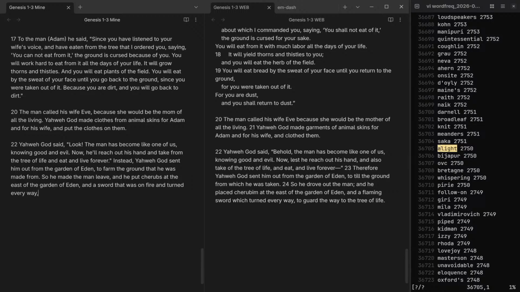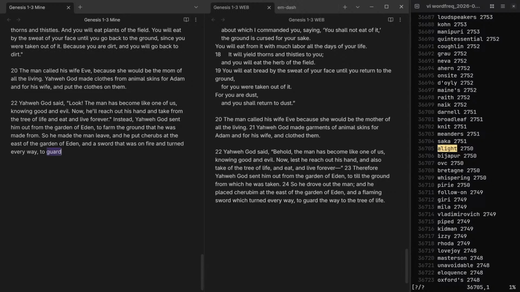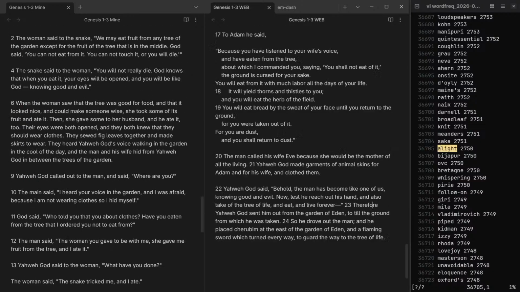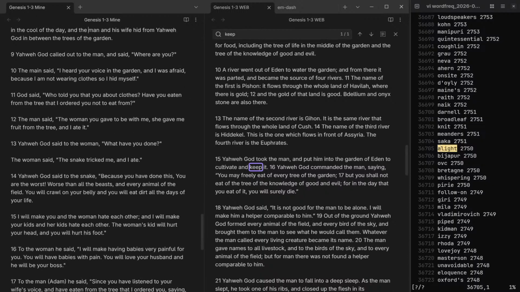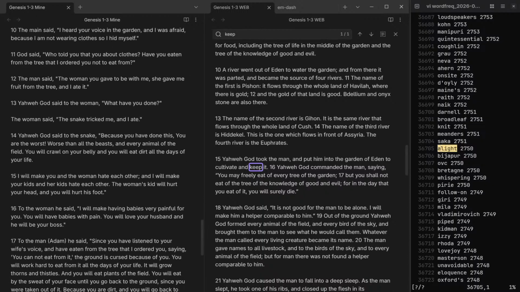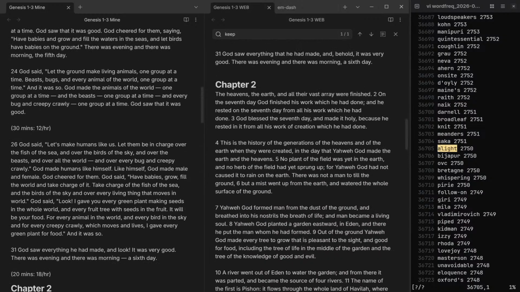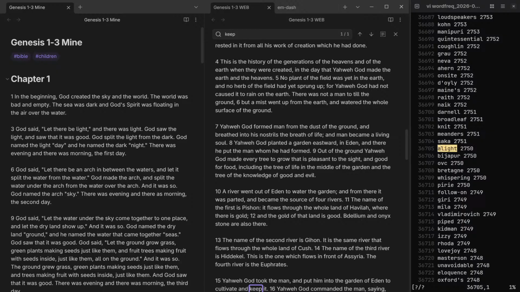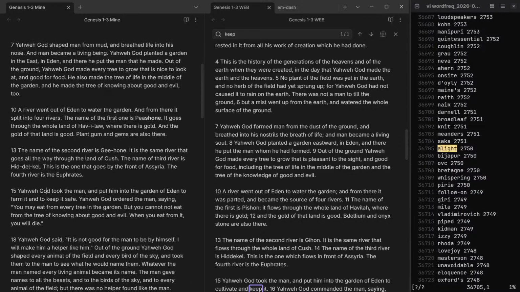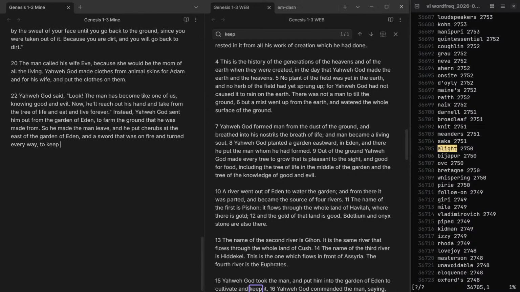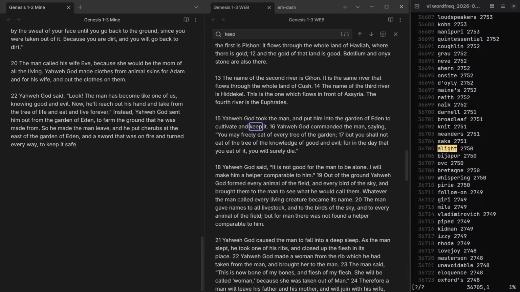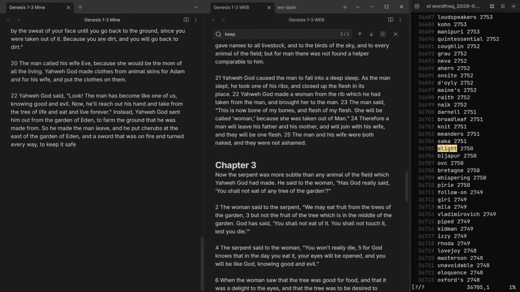every way to guard. Did I use the word guard before? I did not. Well, I know I was keep. Okay, verse 15. Let's look at that. No, that's not the same. Chapter 2, verse 15. Let's look at that. To farm it and keep it safe. And to keep it safe. I do want to say it differently than that, I think.